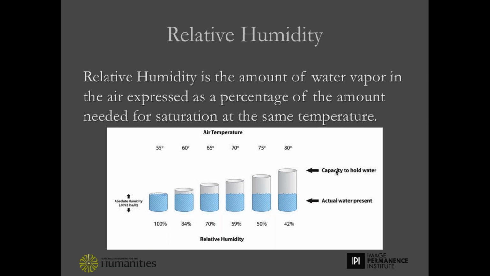So in this illustration, we show a constant amount of water at different temperatures, which results in different relative humidities. Here on the far left at 55 degrees Fahrenheit, we have 100% relative humidity. The same amount of water at 80 degrees Fahrenheit results in only 42% relative humidity. So it's a ratio of temperature to water vapor, which is then expressed as a percentage.